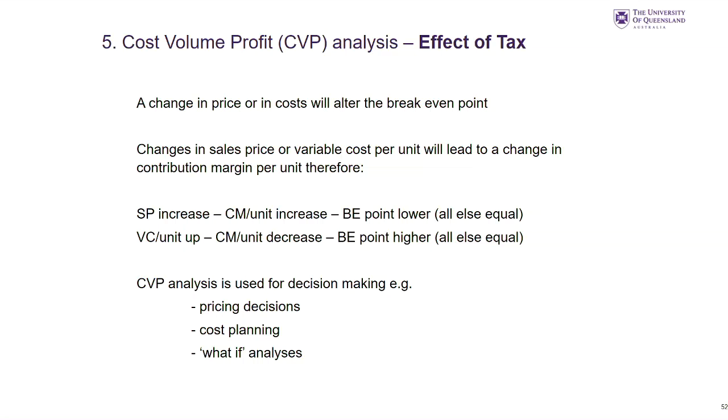Okay, so we use this kind of cost volume profit analysis for pricing decisions, cost planning. Will we take on more fixed costs? What will the effect of that be on our break-even point? So if everything else remains the same and we take on more fixed costs, our break-even point will be higher. Why is that? Exactly. You have to sell more to make more contribution margin to cover those higher initial costs.